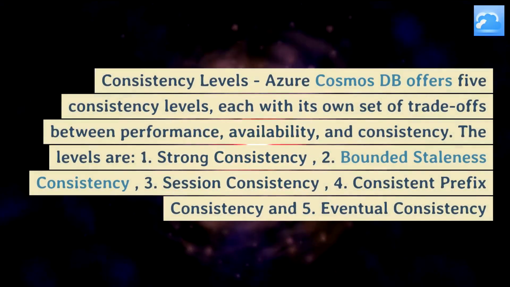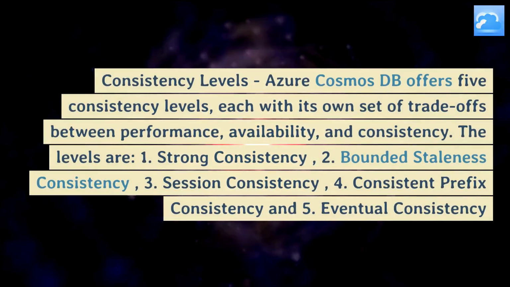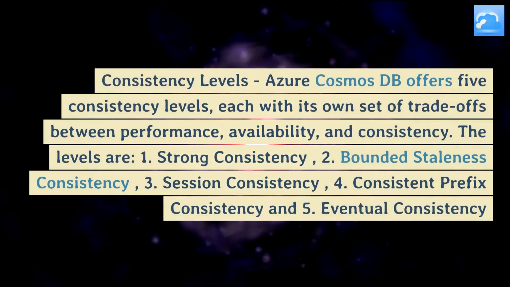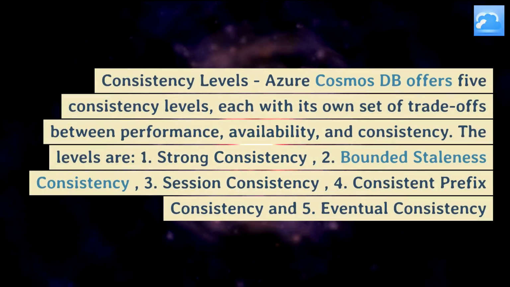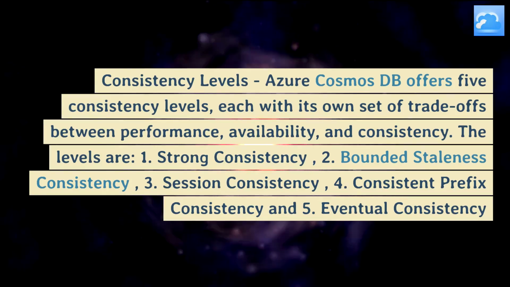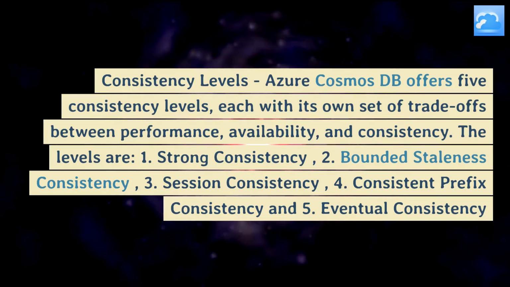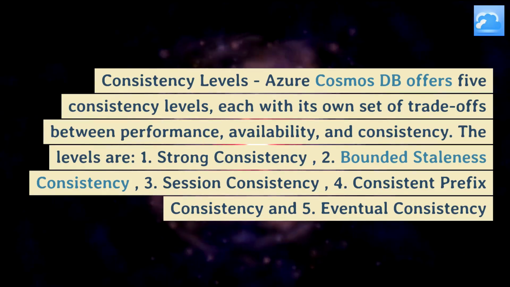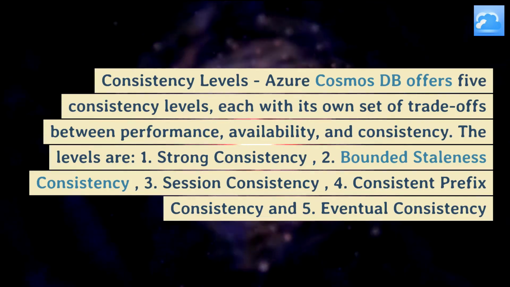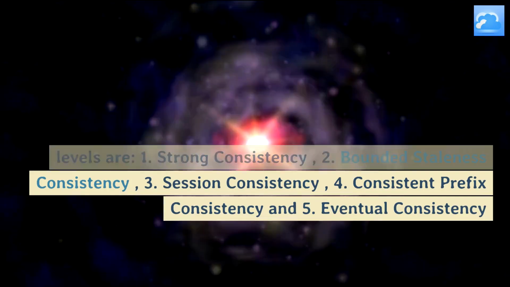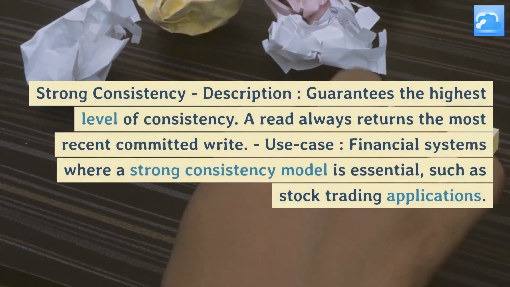Consistency levels. Azure Cosmos DB offers 5 consistency levels, each with its own set of trade-offs between performance, availability, and consistency. The levels are: 1. Strong consistency. 2. Bounded staleness consistency. 3. Session consistency. 4. Consistent prefix consistency, and 5. Eventual consistency.